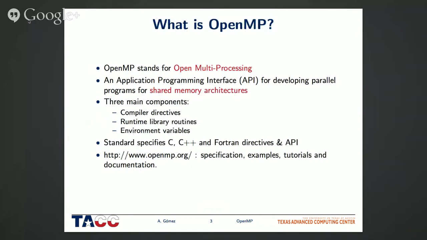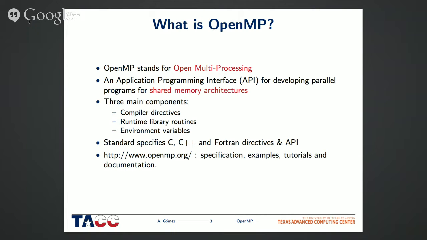Here to slide 3 to describe what OpenMP is. OpenMP stands for Open Multiprocessing. It's just an application programming interface for developing parallel programs for shared memory architecture. Shared memory architectures are just most of the machines that we have nowadays. Any laptop, even any smartphone that we have is a multi-core machine where all the cores have access to the same memory.